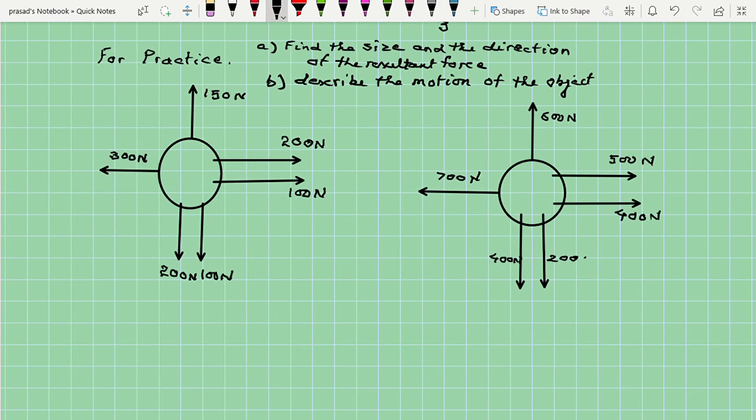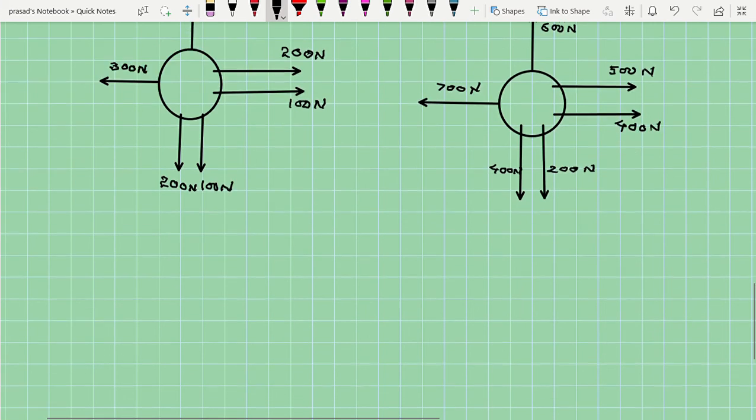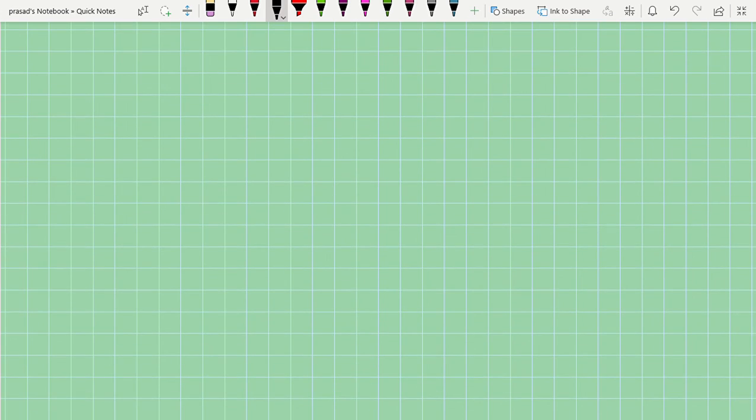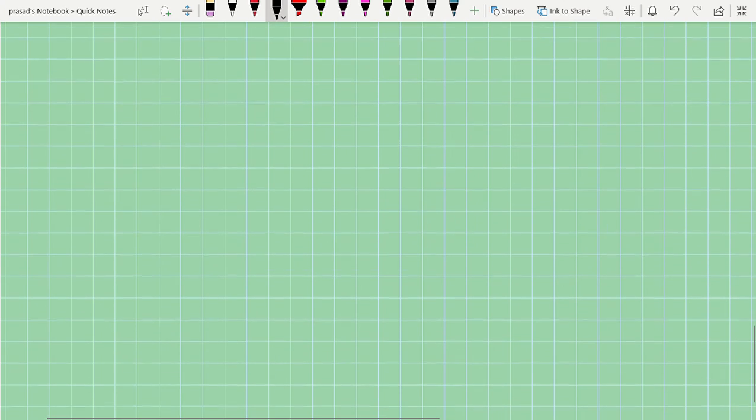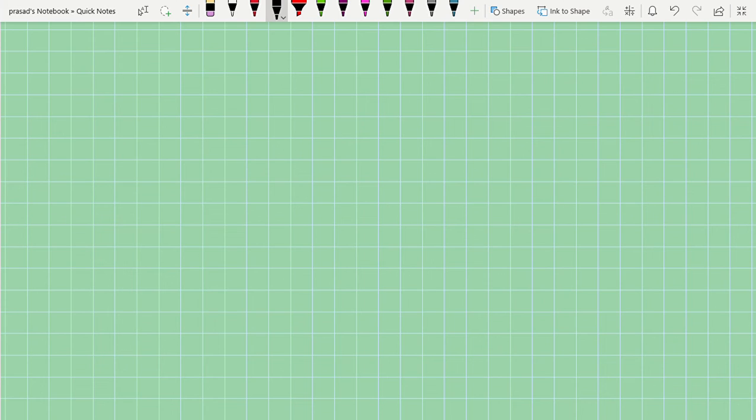Now, as I already discussed, if more than one force is acting on the particle in the same direction, add all the forces acting in the same direction and then see which one is larger, take it as positive, and the force in the opposite direction, which is smaller, take it as negative. Now, take one more problem here.